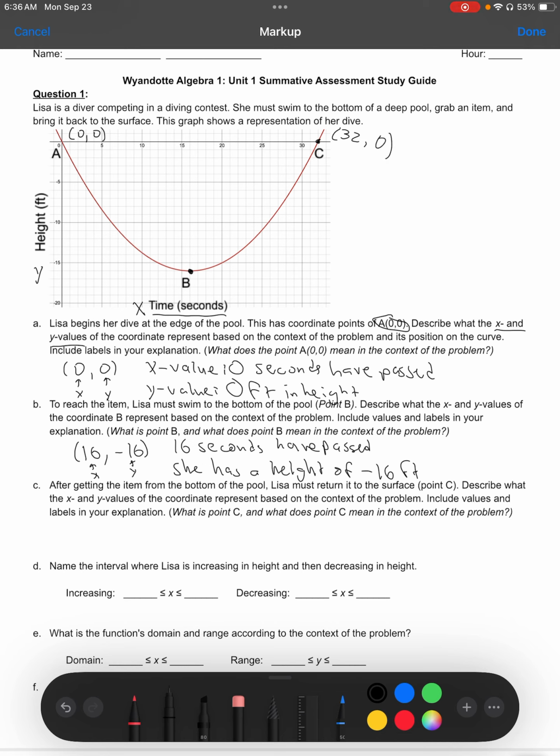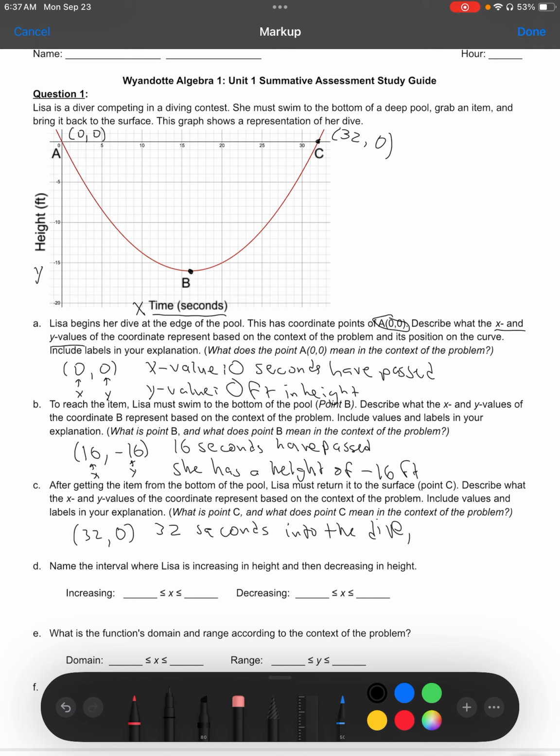I saw a lot of people that put things like 32 or negative 16 for the y value, but the y value is her height. If she's back up to the surface, she has a height of 0 feet. So this would be the point 32, 0, which means 32 seconds have passed, or you could say 32 seconds into the dive.